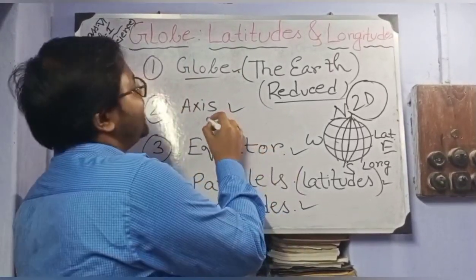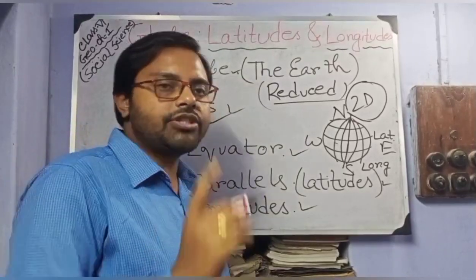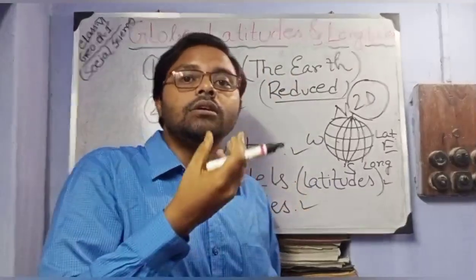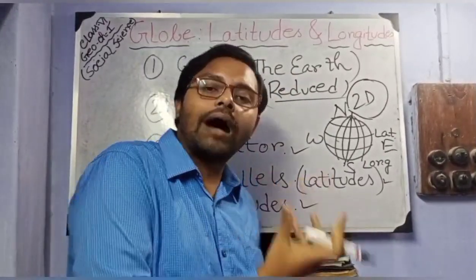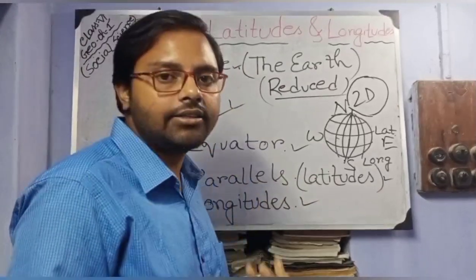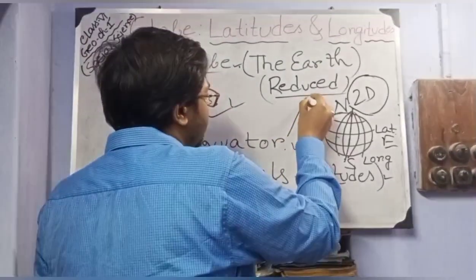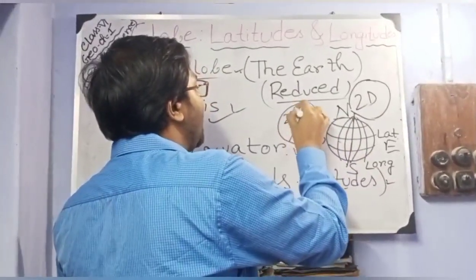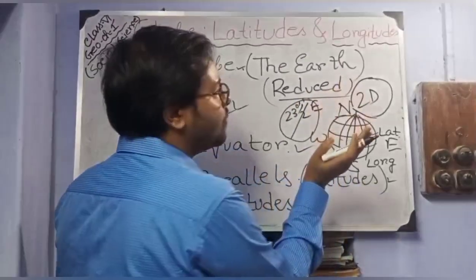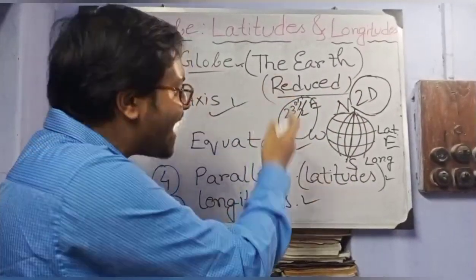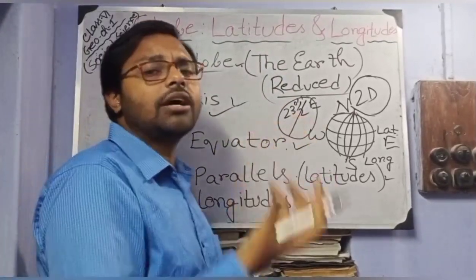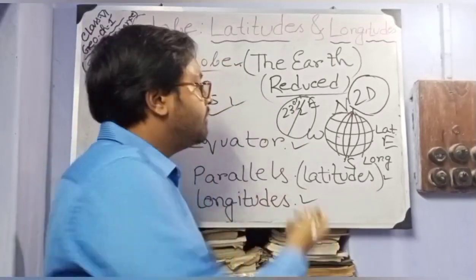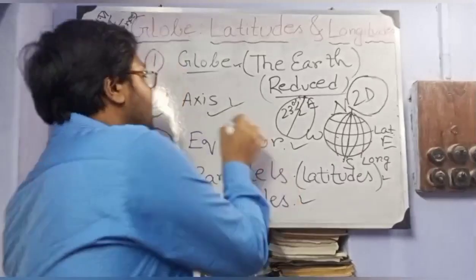Now, what is the axis? The imaginary line which is flowing from north to south, in between the Earth, is the axis. If you buy a globe from the market, you will see that there is an imaginary line in the Earth which is slanting towards the east, at 23½ degrees. That is the axis of the Earth, on which the globe is stabled, along this axis. That is called the axis of the Earth.